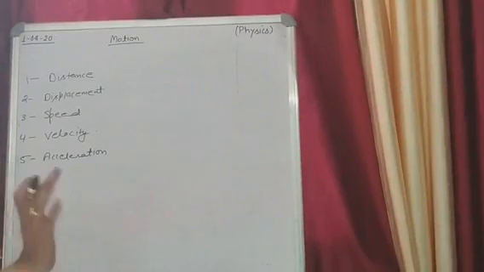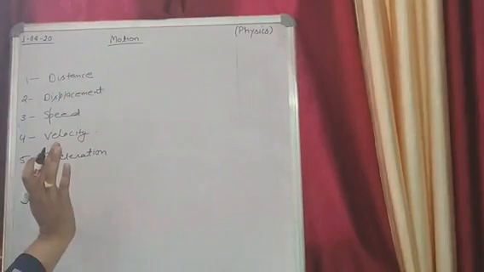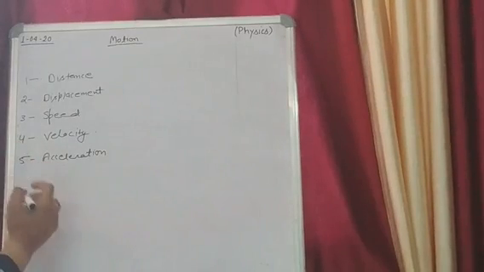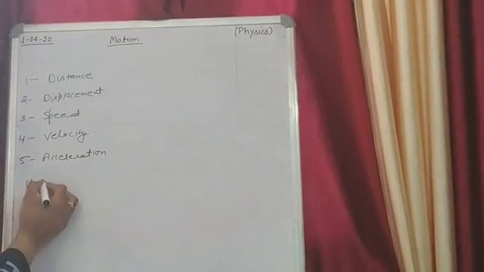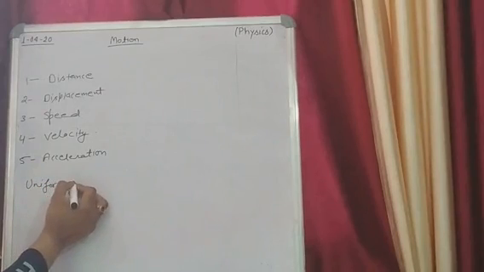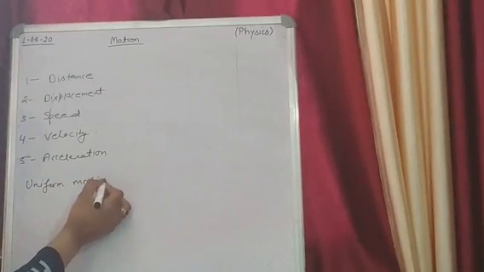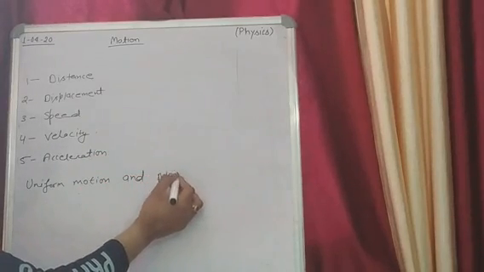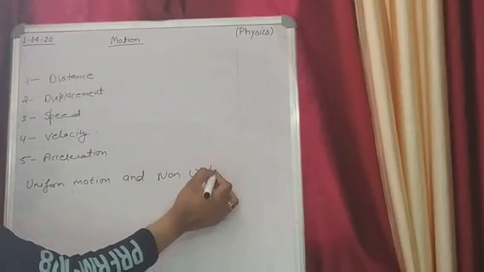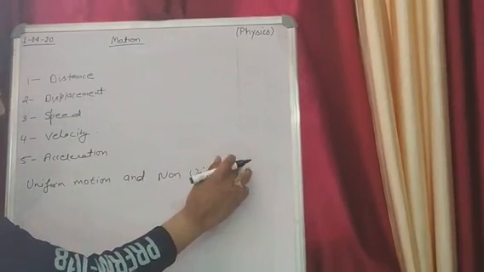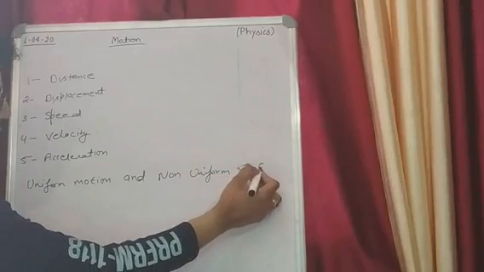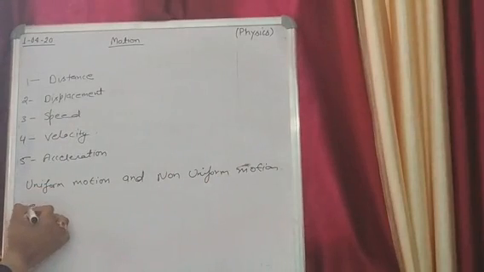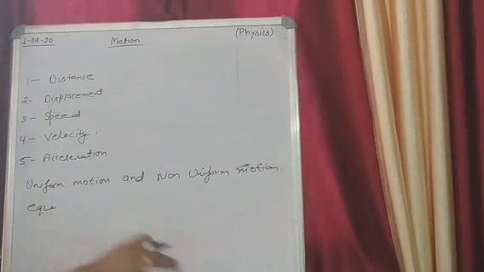One by one, we will read about everything in this chapter, and after this, we will read about uniform motion and non-uniform motion. Then after that, we will read about equations of motion.